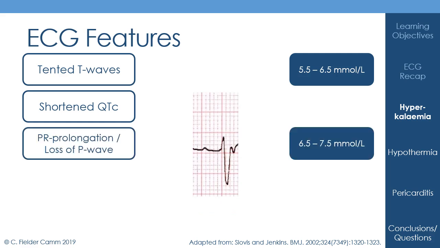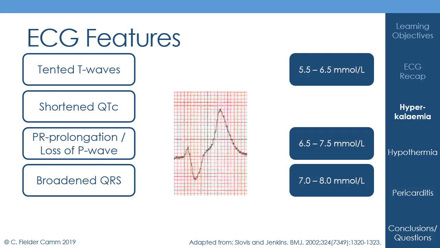And then you tend to get PR prolongation and loss of the P wave, and that tends to occur with slightly higher levels of potassium, so once you get above about 6.5 millimoles. You can see that this PR interval in the same trace has become borderline long here, and that P wave is really quite on the small side if you think about it. I've obviously blown it up, so it's quite a big complex, but actually looking at the number of small squares there, it's only about 1.5 millimeters across and 0.5 millimeter high.